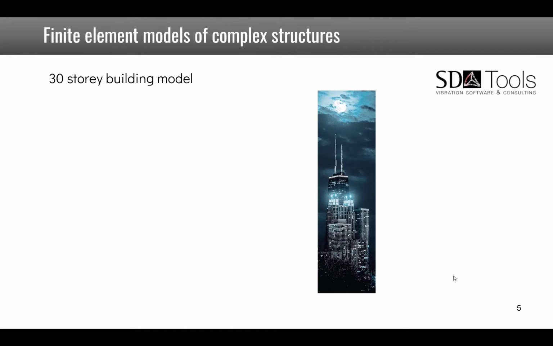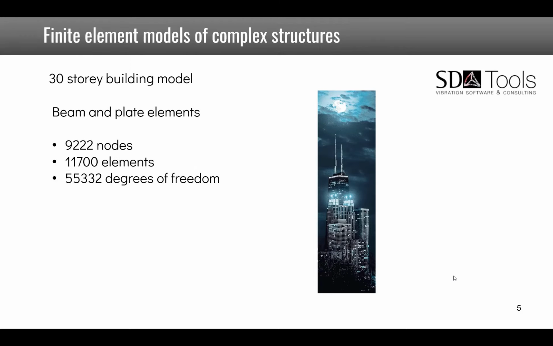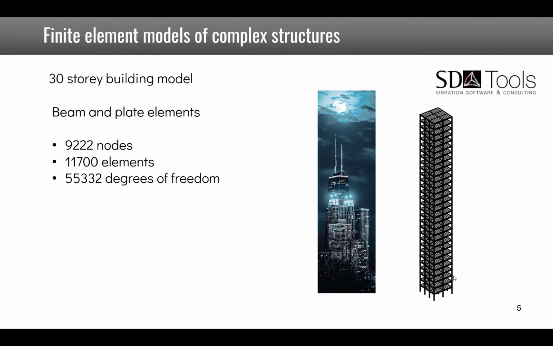So let's take this example of a high-rise building, and it is represented by this model here, where the structure has been divided in several elements, in this case 11,700 elements, connected by nodes. And at each node there are several degrees of freedom that represent the motion. Here for beam and plate elements you have 6 degrees of freedom at each node, so in total 55,000 degrees of freedom.